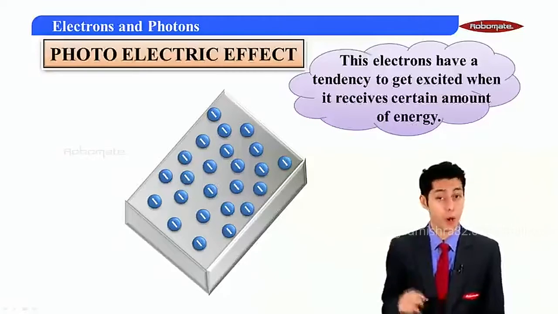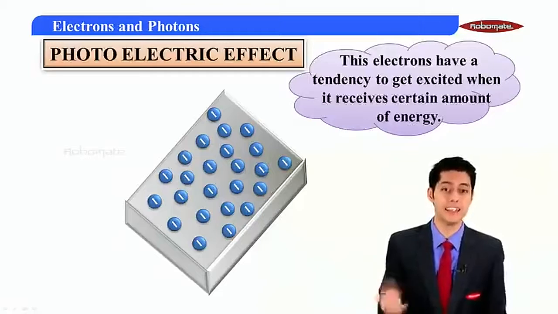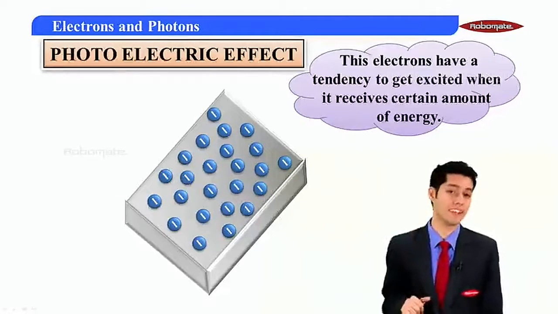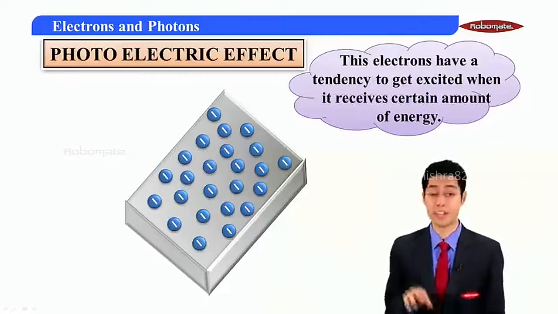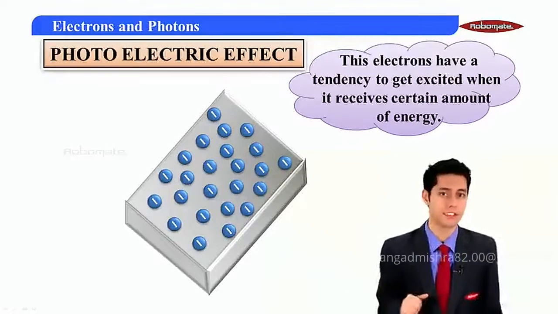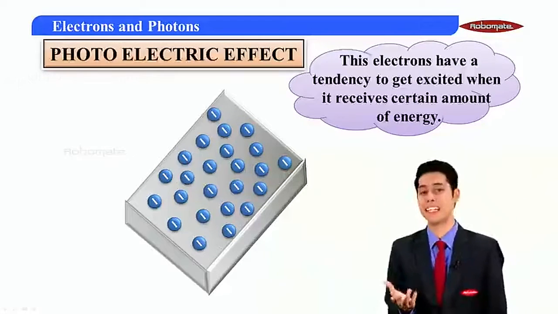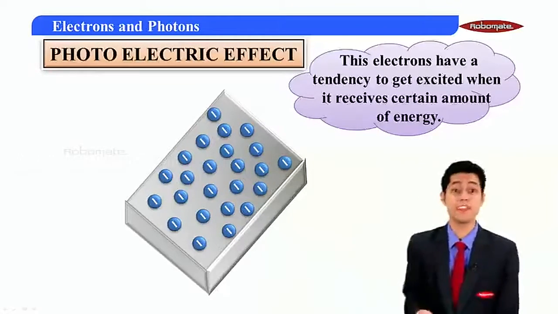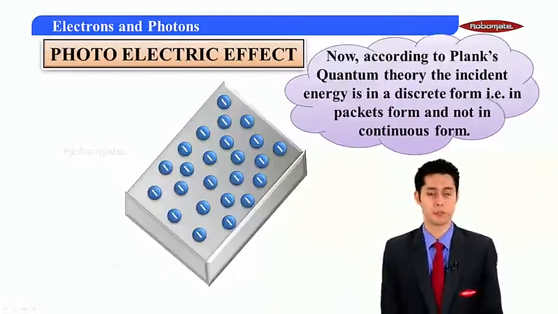These electrons also have a tendency to start getting excited when they receive a certain amount of energy. Like, students, you start getting excited whenever someone cracks jokes in the class. Even like you, those electrons also get excited when they receive a certain amount of energy. Now what happens when they receive a certain amount of energy?